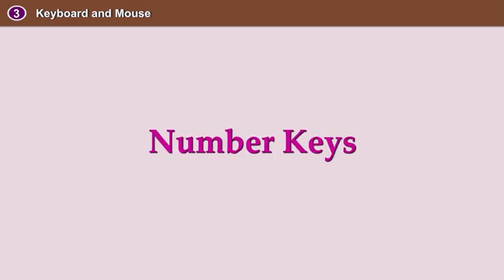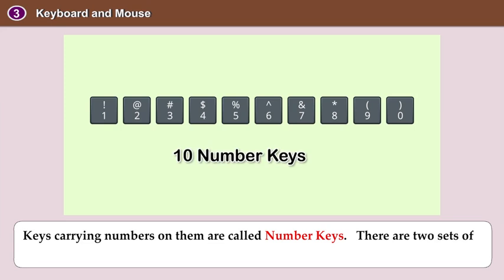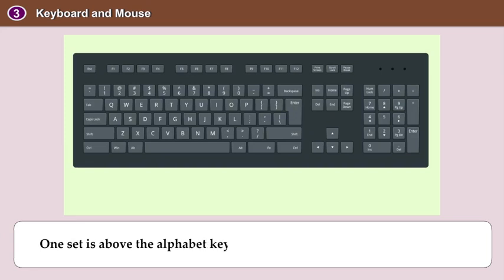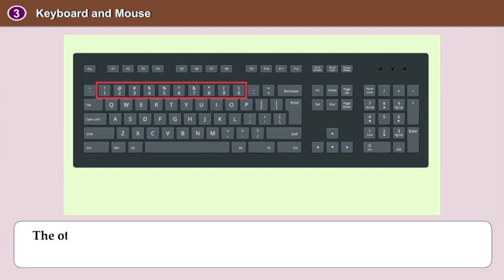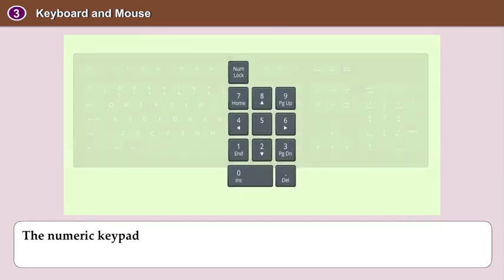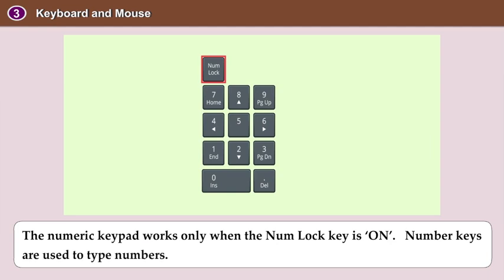Number keys. Keys carrying numbers on them are called number keys. There are two sets of number keys. One set is above the alphabet keys. They are also called numeric keys. The other set is on the right side of the keyboard. This set is called numeric keypad. The numeric keypad works only when the number lock key is on. Number keys are used to type numbers.